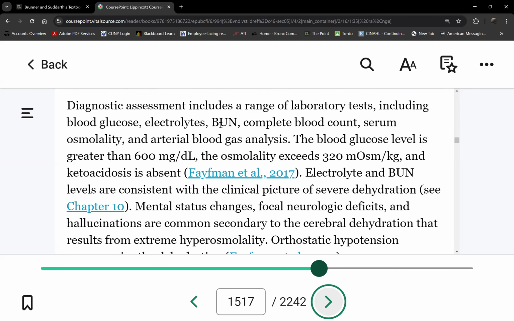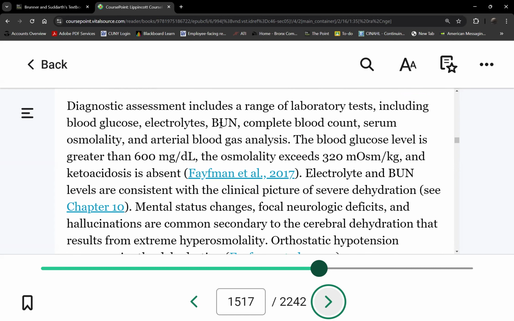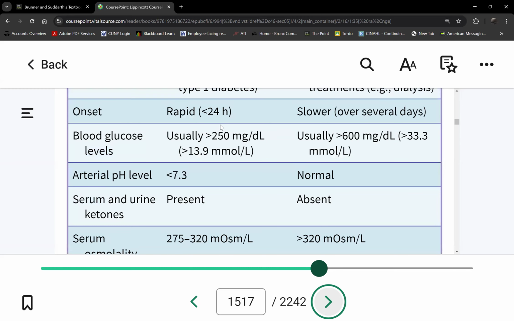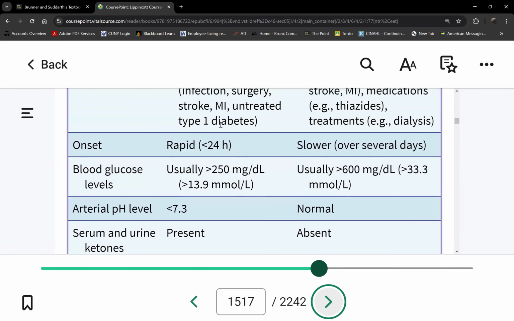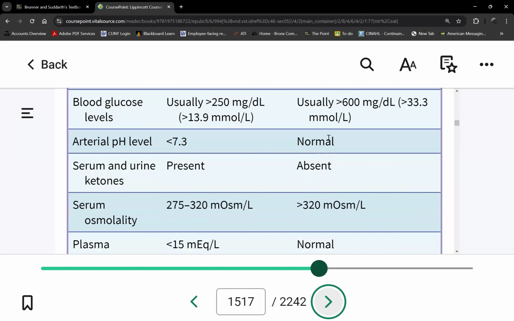Diagnostics, no different from DKA. We'll draw the same blood tests. We'll look for, again, these will be the differentiating factor. Obviously, the DKA patient will have low pH, but look at the pH level in HHS. It's normal or it may be a little basic, but usually they have normal because, again, there's no acidosis, there's no ketone bodies, there's no fat breakdown.